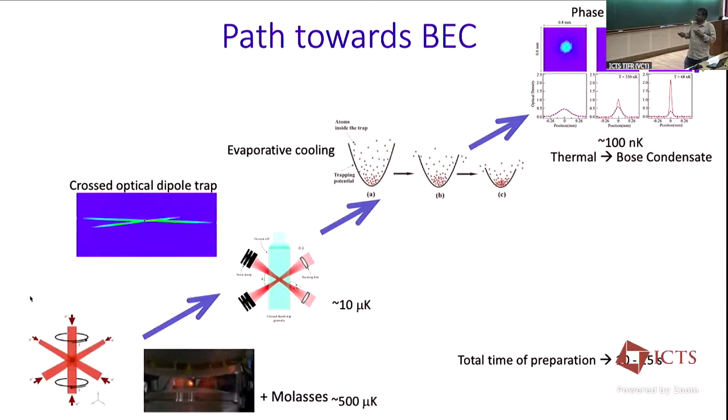In this evaporative cooling, you rely upon chopping off the tail of the Maxwell-Boltzmann distribution and letting the remaining atoms rethermalize through good collisions, and you keep increasing the phase space density, of course, at the cost of losing atoms. But you start with a billion atoms and you can be left with a few 100,000 atoms or below 100,000 atoms, which is enough for doing a lot of things.